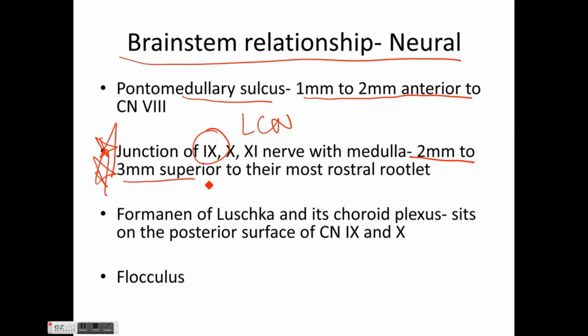The other important landmark is the choroid plexus and the foramen of Luschka. It sits on the posterior surface of cranial nerve 10th and cranial nerve 9th. Another important landmark is the flocculus. So it's a very beautiful diagram showing the relationships of the facial nerve at the brainstem level.